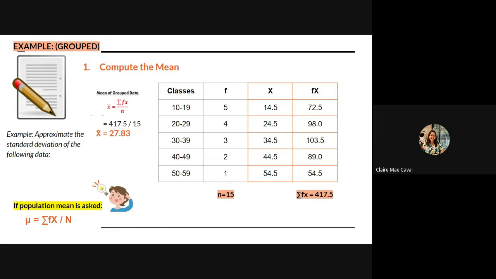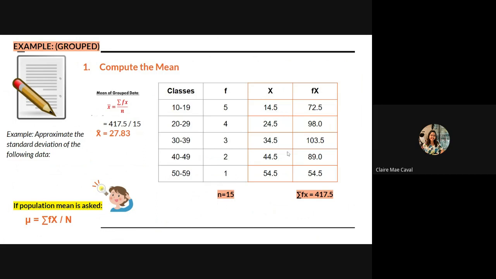Next, another set of examples, another set of data, this time grouped data. First, we have to compute the mean again. These are your given data, with the classes and frequencies already provided. We just have to add more columns. In the orange column, we get the class mark again, which is the average or midpoint of the upper limit and the lower limit. Here, it's 19, the upper limit, plus the lower limit 10, divided by 2, which is equal to 14.5.